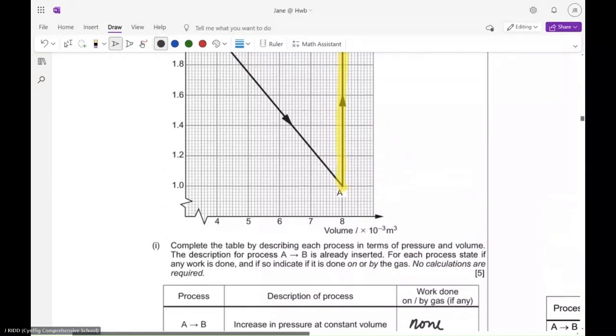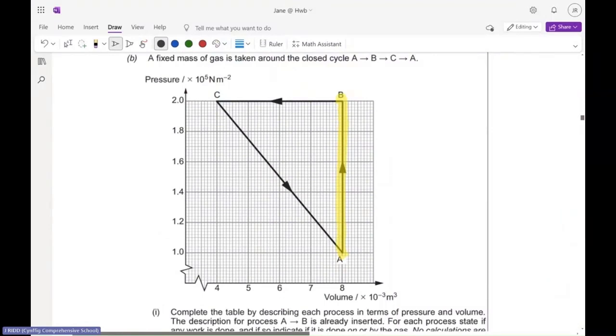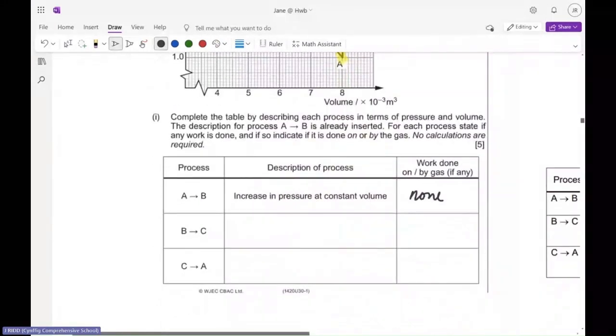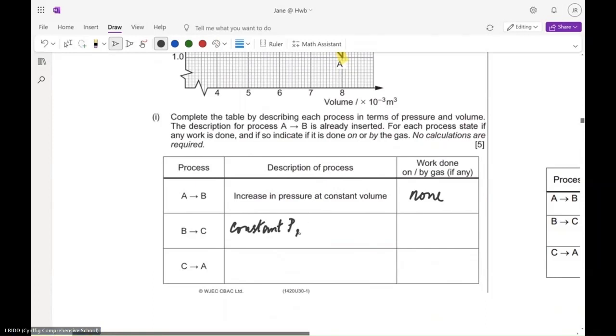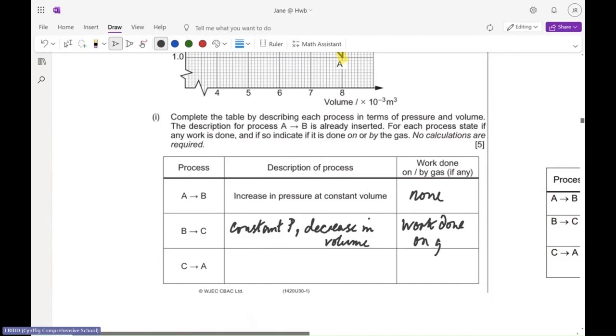B to C. B to C, we can see that if we describe it, there is a decrease in volume at constant pressure. So we'd say constant P, and there is a decrease in volume. Is work done on or by the gas? Right, well, if there is a decrease in volume, work is done on the gas. Work done on gas.